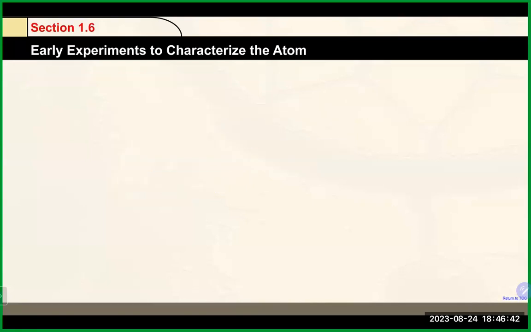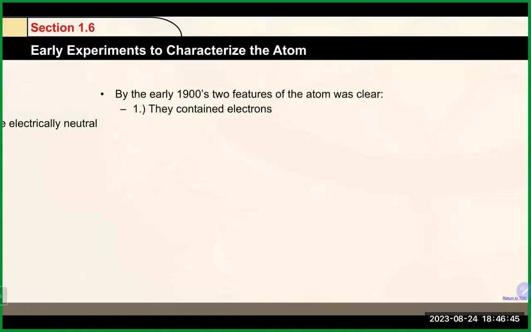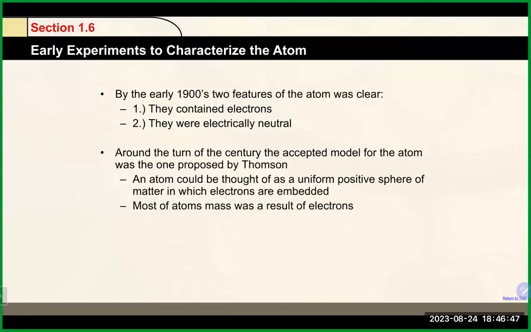So at this point, there was always an idea that the atom itself was neutral. And obviously, it did contain electrons from these early experiments. So if it has to be neutral and it contains these negatively charged electrons, it has to have something that is positively charged to balance it out. So around the turn of the last century, the accepted model of the atom was one proposed by Thomson, sometimes referred to as the plum pudding model of the atom.